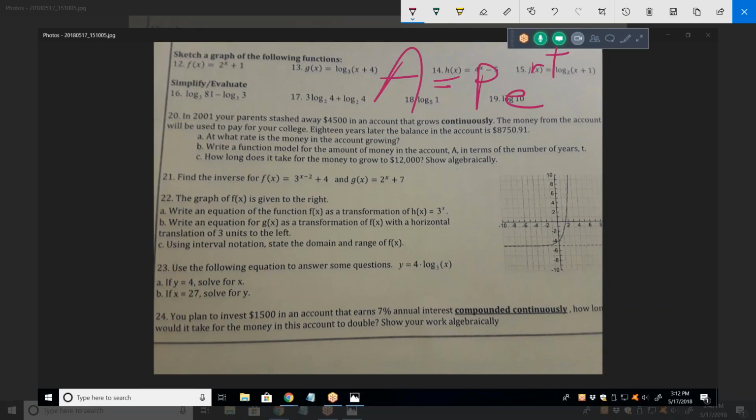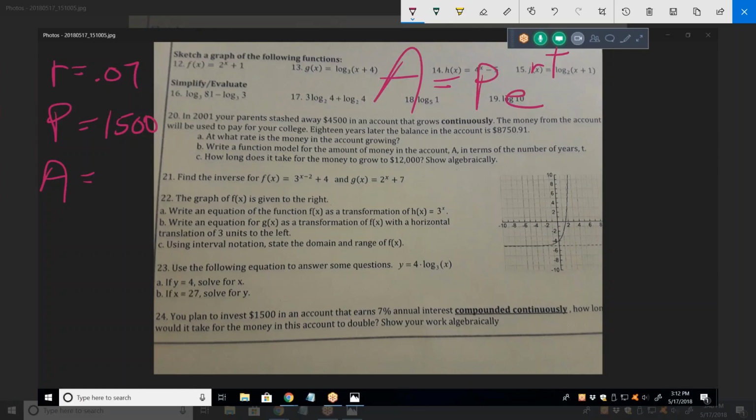So, the 7% is R, so that's 0.07. Okay. And then the 1,500 is P. Okay. What's A going to be? Oh, double, so it's 3,000. Yeah.